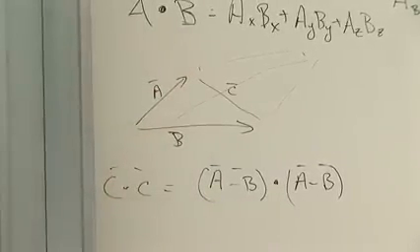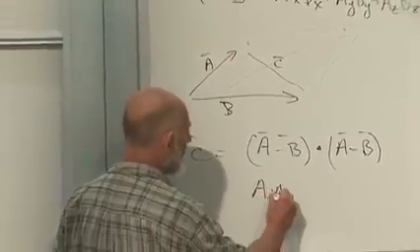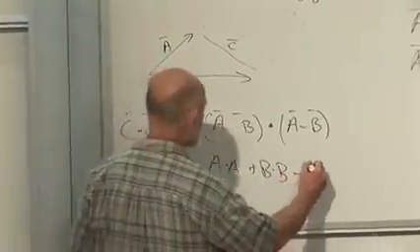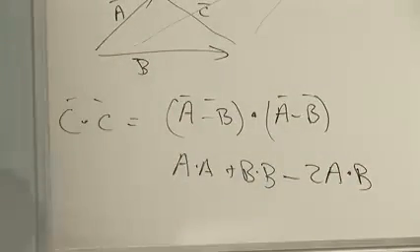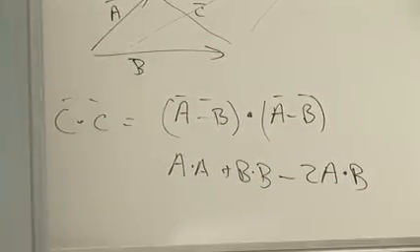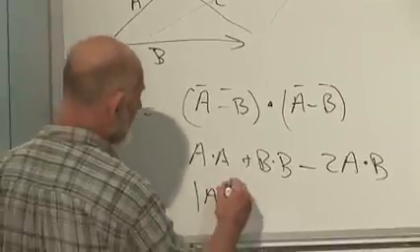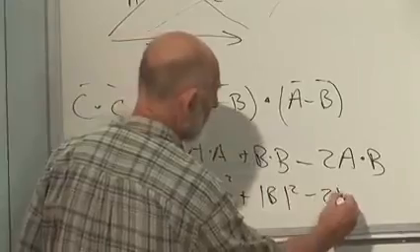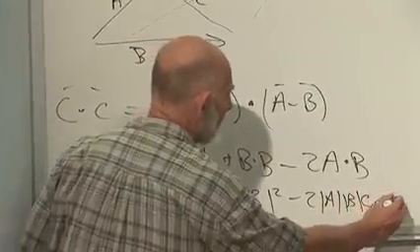Okay, so it's A minus B squared. What is this equal to? This is equal to A dot A plus B dot B minus 2 A dot B. Right? Just multiplying them together. And this is just the square of A. This is the magnitude of A squared plus the magnitude of B squared. And this is minus twice the magnitude of A times the magnitude of B times cosine of the angle between them.